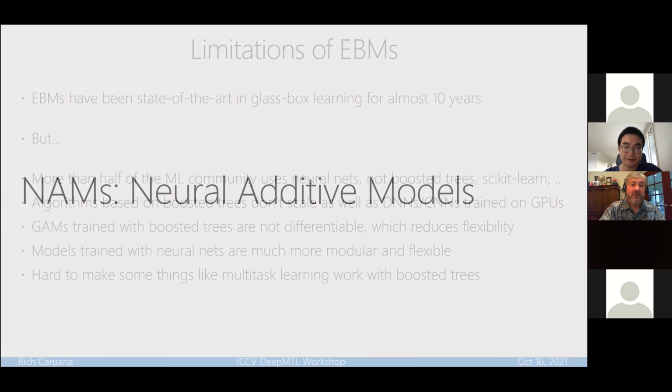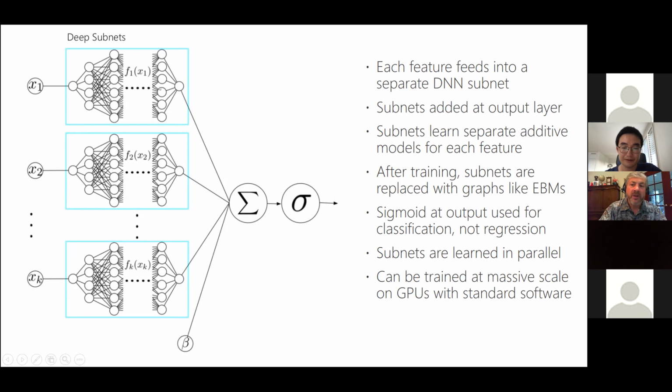So here's feature one, feature two, feature three, or feature K. Each of these features goes into a deep, wide subnet, but that subnet can only look at this feature, and this subnet can only look at this feature. So each of these subnets, which is part of a large deep neural net, can only look at one feature at a time. And then the output of these nets is summed, and if we're doing classification, goes through a sigmoid. So that's important. So this is an additive model. It's additive in these subnets. Each of these subnets is itself a deep model. So the sum of all these things is a deep model.